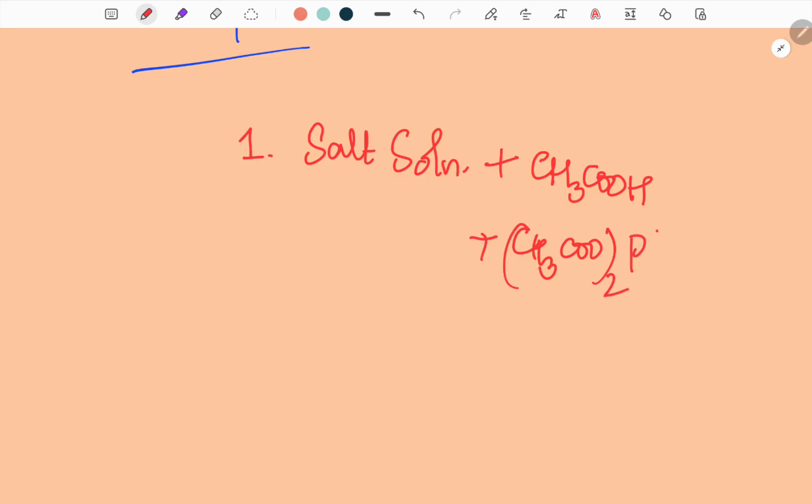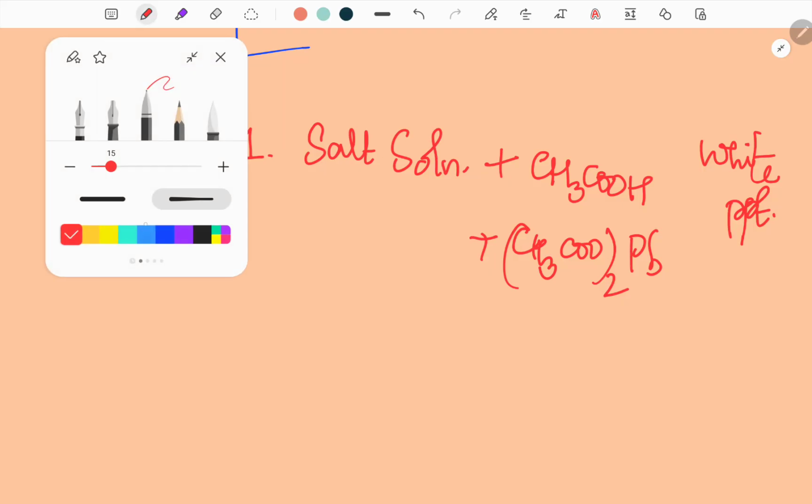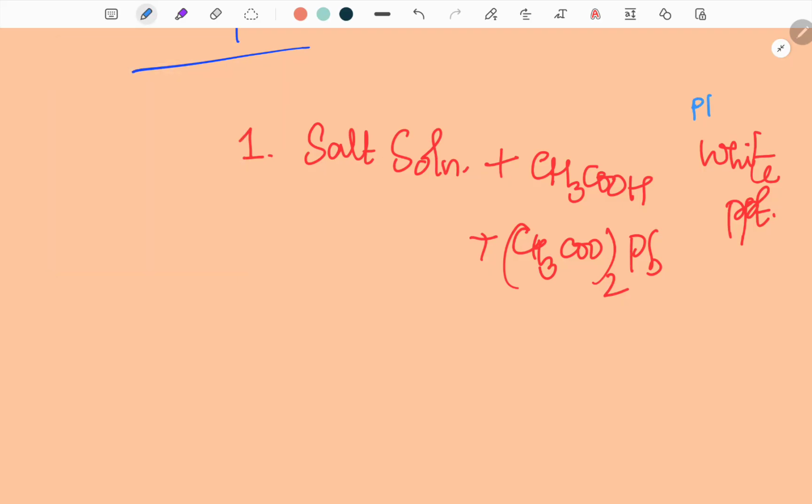You have to add both of them. And when you're adding these two chemicals, if you're able to see a white precipitate being formed, then that means sulfate ion is confirmed. Now, what is this white precipitate which is being formed? It is lead sulfate. That is the chemistry.